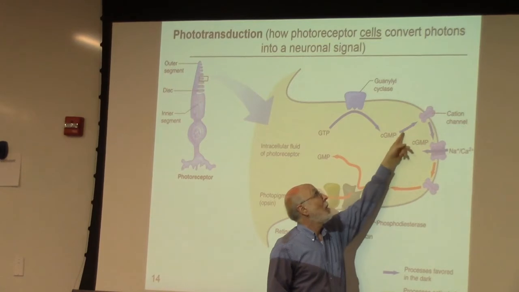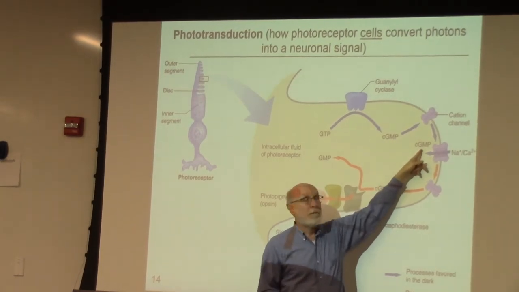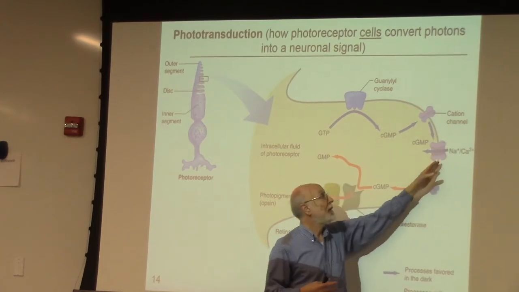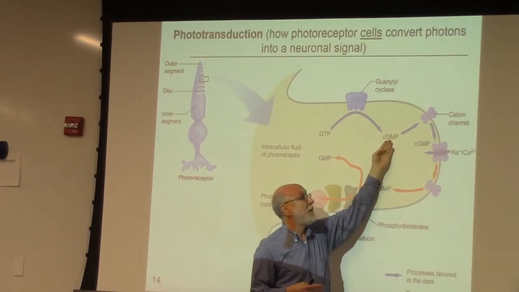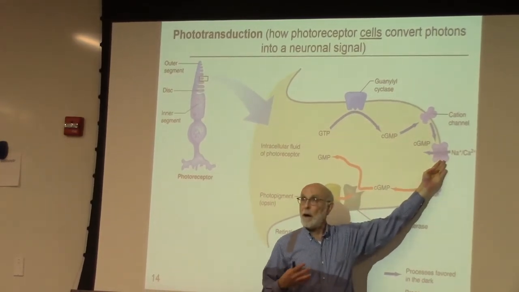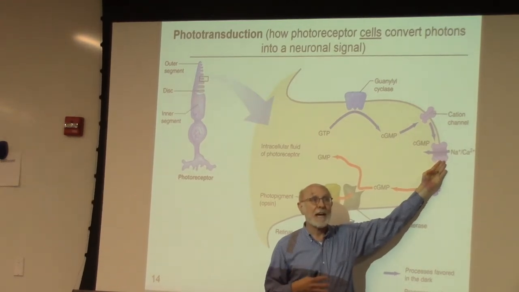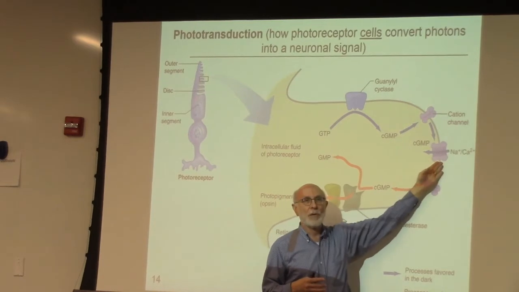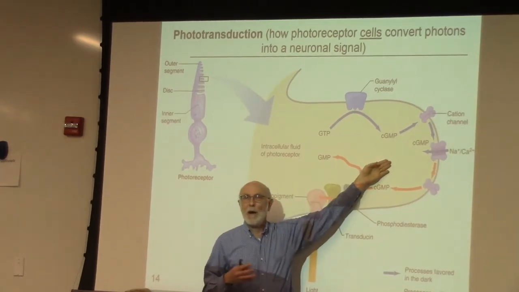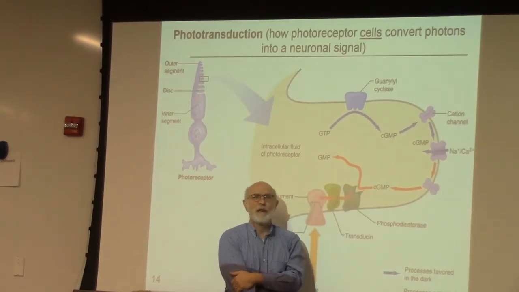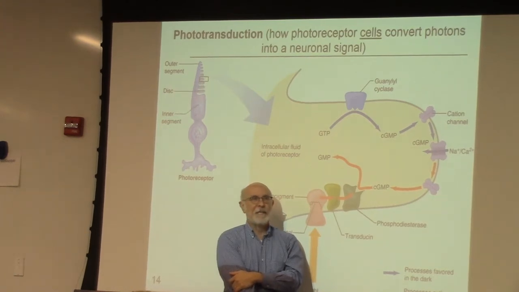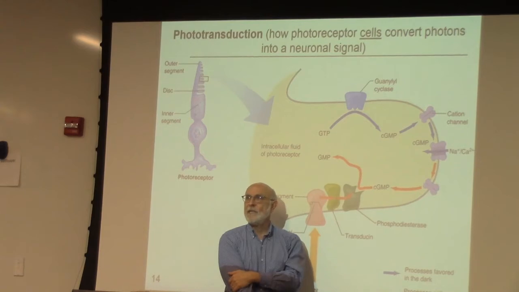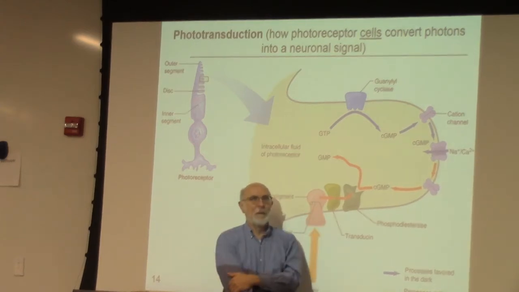Cyclic GMP is a ligand for a ligand-gated cation channel. So in the dark, with a lot of cyclic GMP, there is a lot of opening of this cation channel. What does that do? What does darkness do to the resting membrane potential of this cell relative to what you think of as normal? Is it the same as normal? Is it hyperpolarized relative to normal? Or is it depolarized relative to normal?